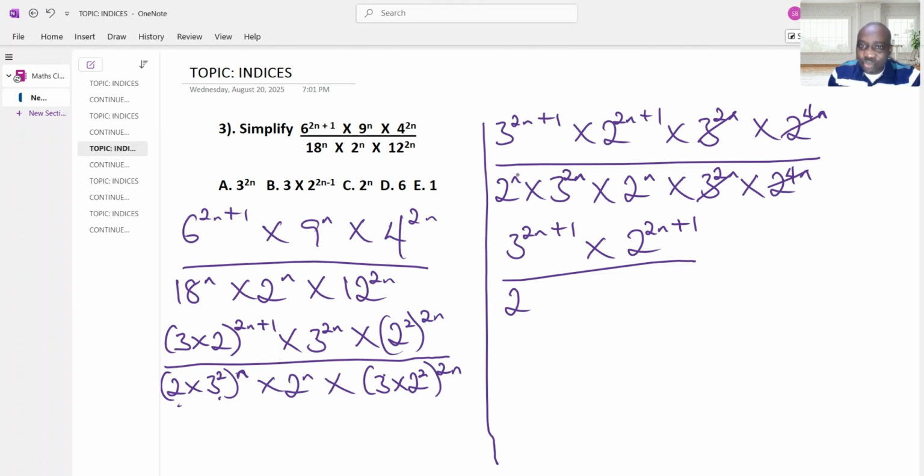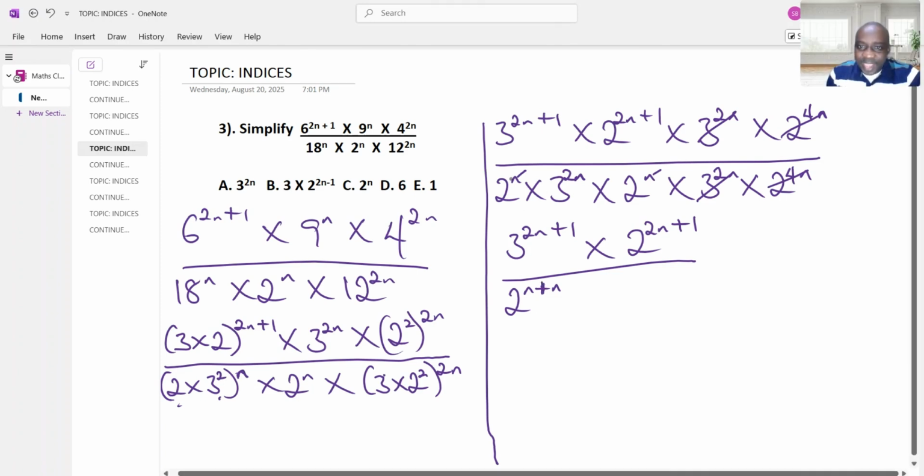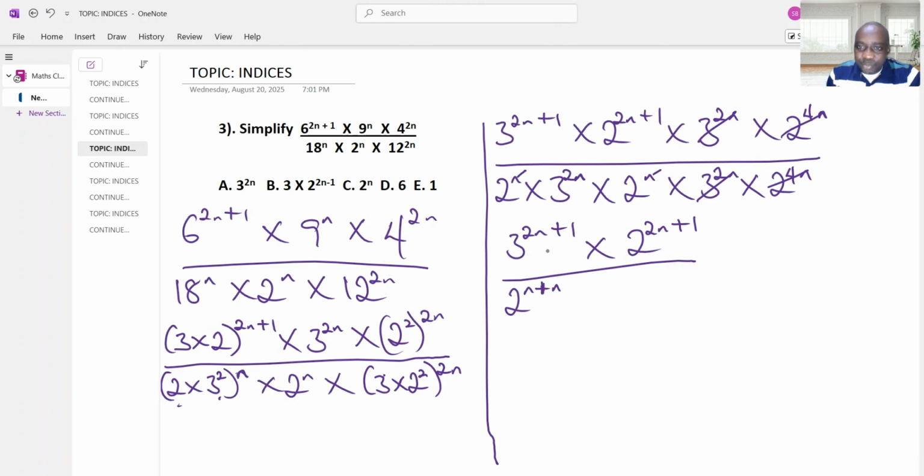Now say this n and this n, you plus them together, n plus n. This one and this one remain here, 2 raised to the power n multiplied by 2^n, meaning you add n plus n together. The next one that remains here is 3 raised to the power 2n. Therefore, n plus n is going to give us what? 2n.